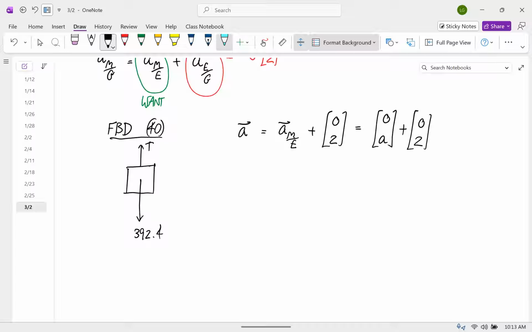Okay, so for an observer in the elevator, we're assuming the acceleration of the 40 is 0a, and we'll just calculate what that a is. But in a ground frame, you have to add on the acceleration of the elevator. So now Newton's second law says 0t plus 0, negative 392.4 is equal to the mass times the acceleration, which is 0a plus 2.